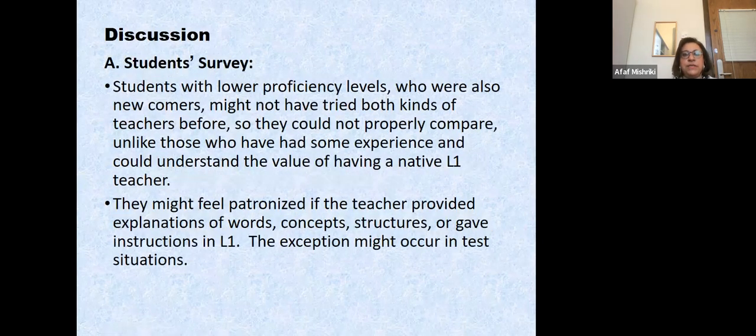Based on the student survey, we can see that students with lower proficiency are also newcomers, because when they start their university and they're not that proficient, they take the intensive course, so they're newcomers anyway. Those at the lower levels might not have tried both kinds of teachers before, so they could not really properly compare between them, unlike those who have had some experience and could understand the value of having a native L1 teacher.